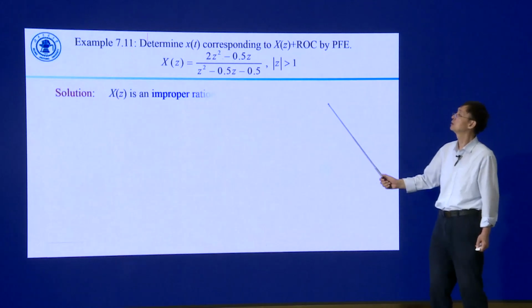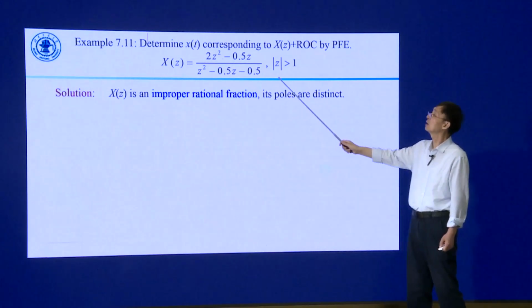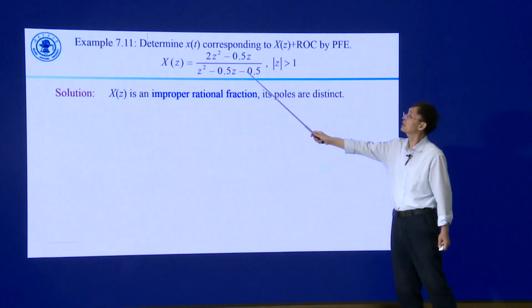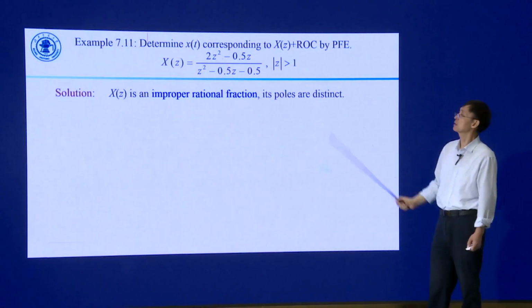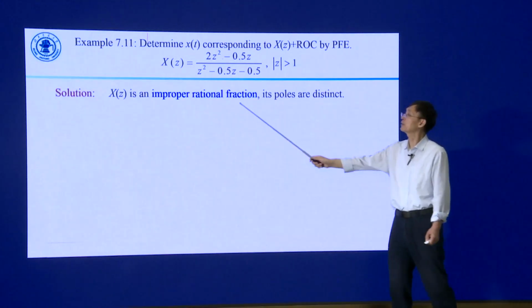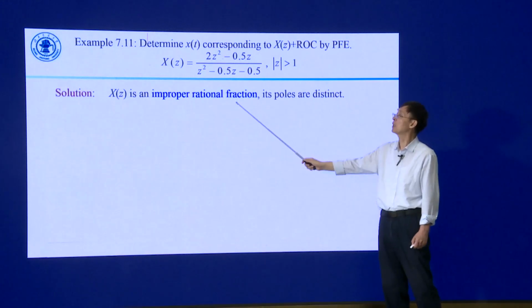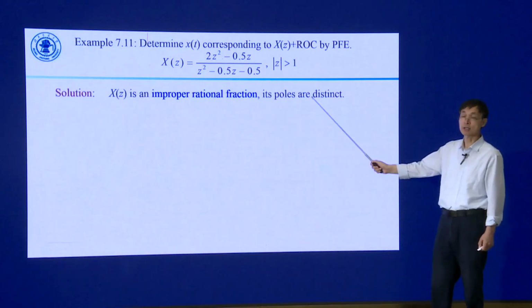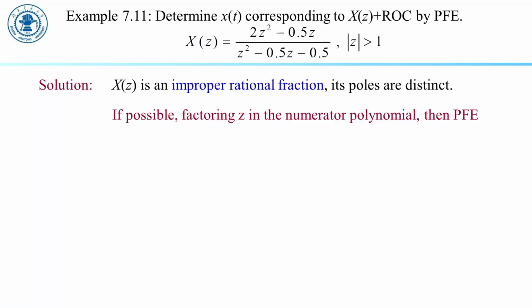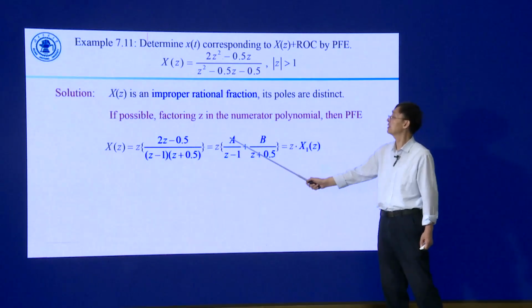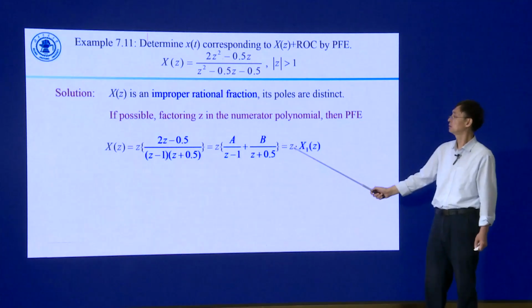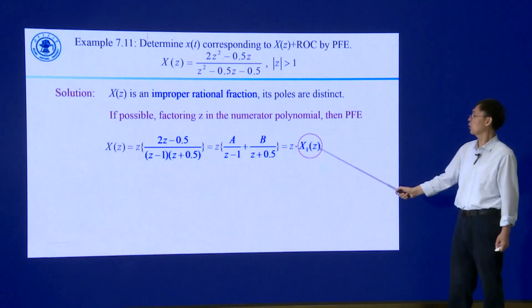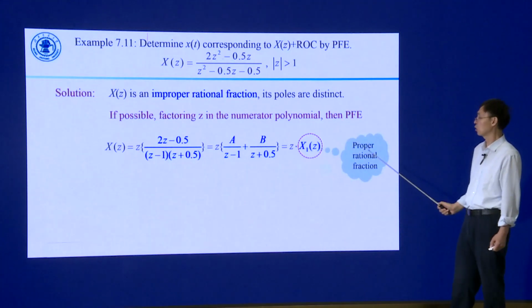For example, determine x of k according to the X of z and its ROC. X of z is an improper rational fraction. Its poles are distinct. If possible, factor z out of the numerator polynomial, then do partial fraction expansion. Factoring z out of the numerator polynomial, here X1 of z is a proper rational fraction.